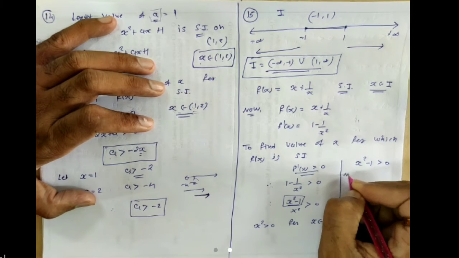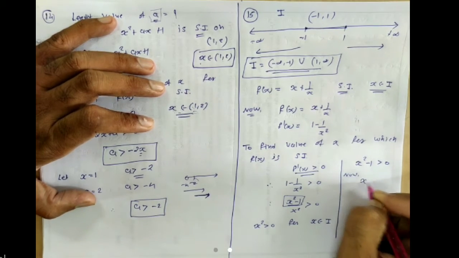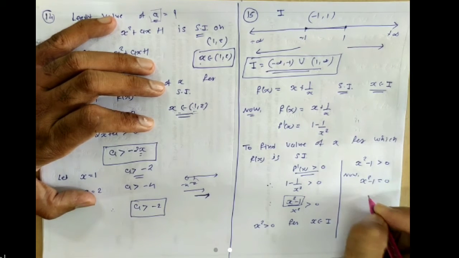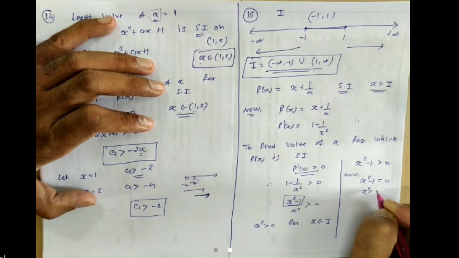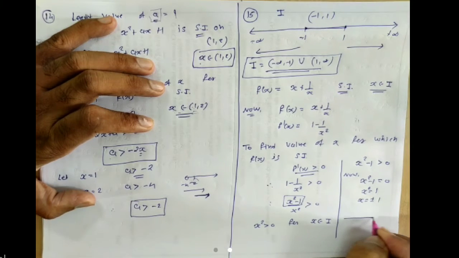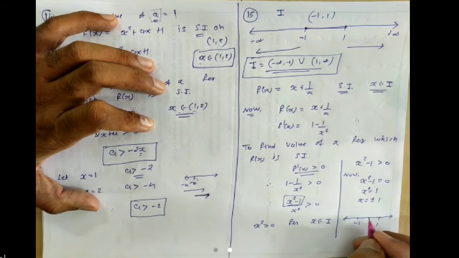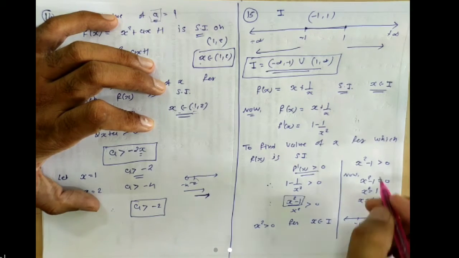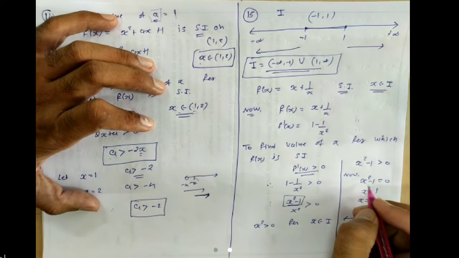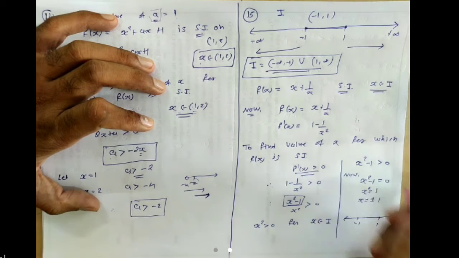For this inequality, what we are doing is we take x square minus 1 equal to 0 and find the value of x. So we are getting two critical points, plus or minus 1. So put those critical points on a number line, minus 1 and 1, and take different points between these intervals. So we can get the sign of f dash x, or we can say the sign of this x square minus 1.